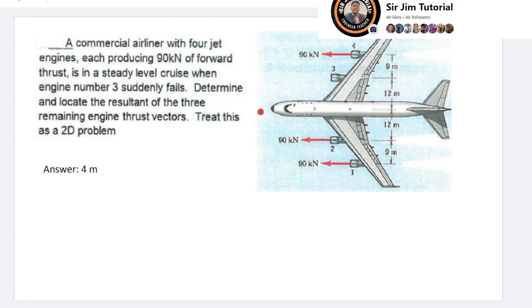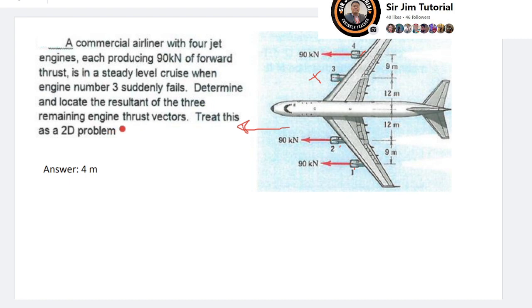Now, how about this one? So you have a commercial airliner with four jets: one, two, three, four. Each is producing 90 kilonewtons. Of course, the thrust here, that jet, keeps the airplane moving in this direction. But then suddenly one of the four jet engines stops, not working. So at number three, it doesn't generate a certain force. So there's no force here.